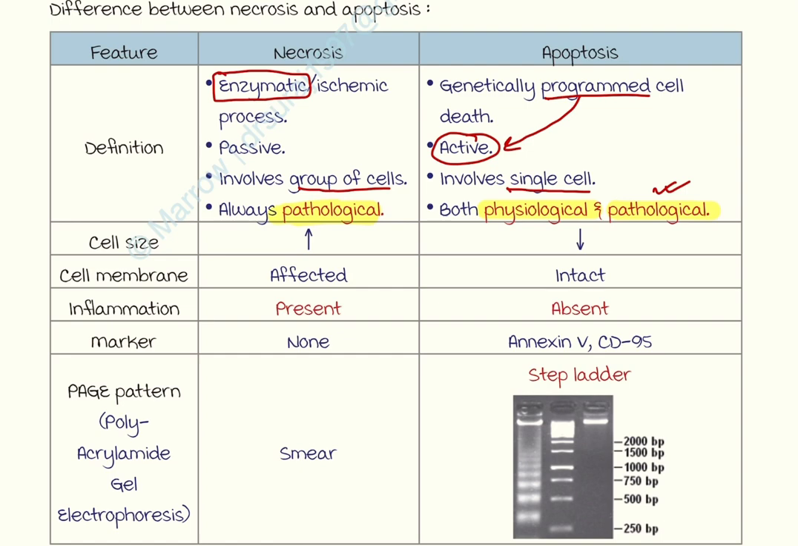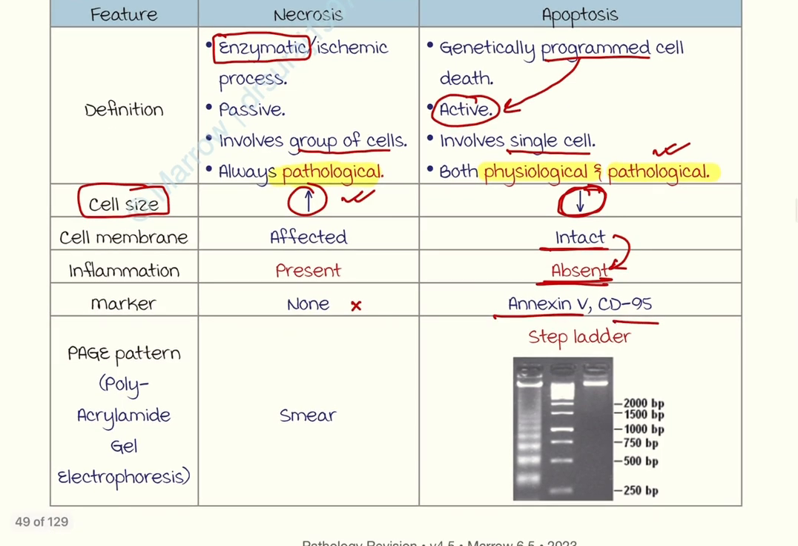So cell size is decreased in apoptosis and increased in necrosis. I told you hydropic changes happen in necrosis, and that can lead to bursting of the cell membrane. Here, in apoptosis, cell size is gradually decreasing. The cell membrane is intact, and inflammation is absent because the cell membrane is intact. Marker: I told you there is no specific marker for these. Smear pattern and step ladder pattern, I told you.